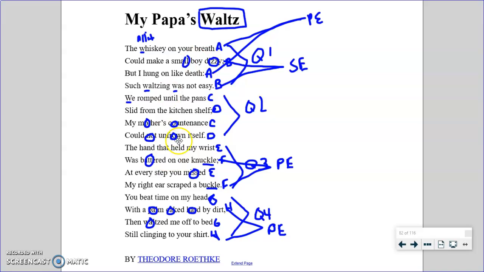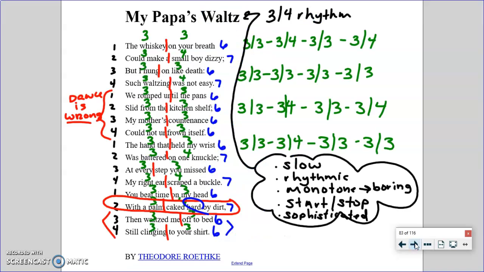It doesn't seem anything like this. This seems like a free-for-all, right? The romping and the playing and possibly the abuse. But what's really cool about this is that Roethke pays attention to the rhythm of the waltz by paying attention to the rhythm of his poem and the meter of his poem. And what he's done is he's actually broken this down into what we call a 3/4 meter rhythm.